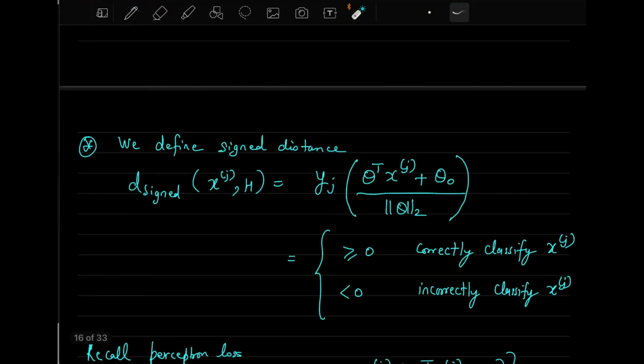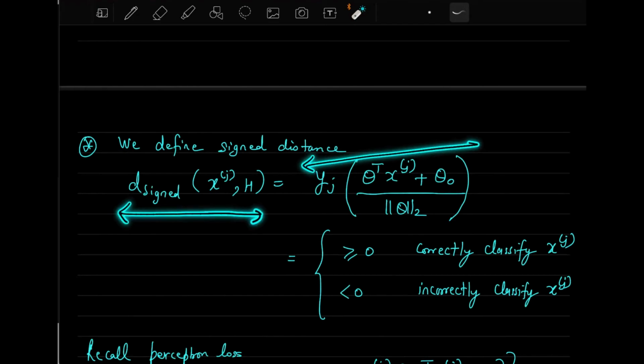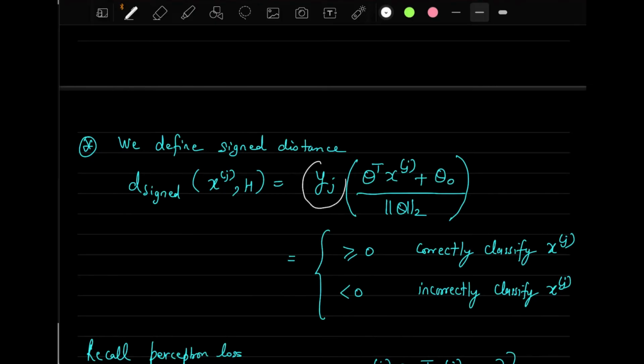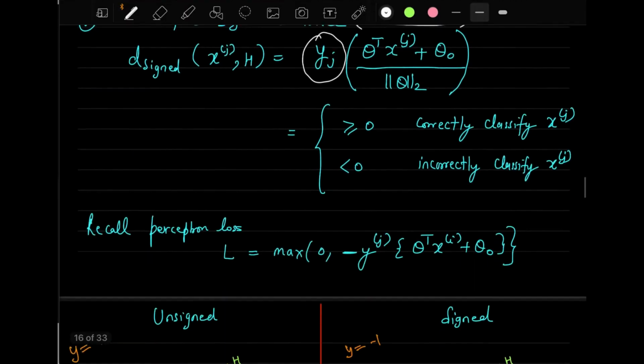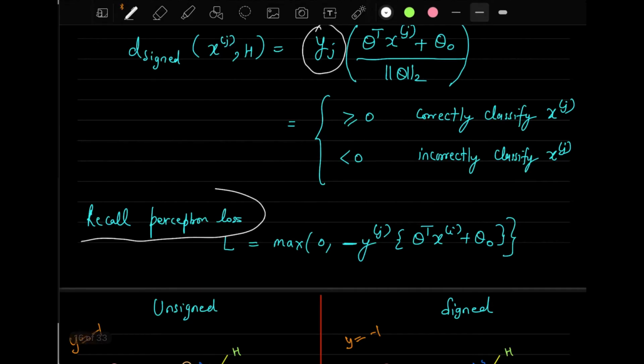So what we do is we now define a signed distance. Earlier we defined the unsigned distance. Now we are defining a signed distance which is given by this. I am attaching yj to the distance metric beta that we have evaluated. If you recall, this is similar to the perceptron loss function that we were doing last time, which is L equal to max, something like this. It is similar to that.